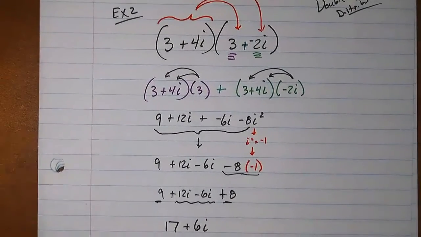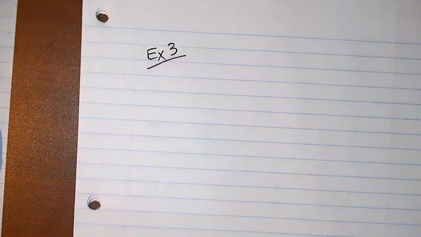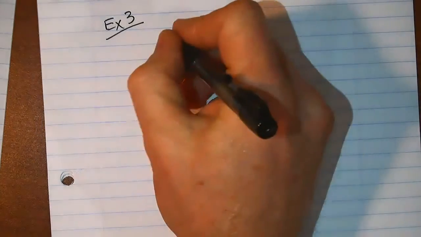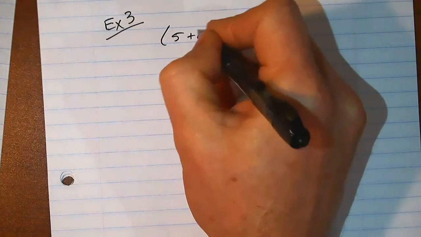All right, last but not least, let's do a final example where we use FOIL. So here we are on example number 3. Again, double distribute always works. So if you're one of my students who like to use double distribute, if you have been following my suggestion all year long, you can do this problem with double distribute, but your work obviously will look different than mine.